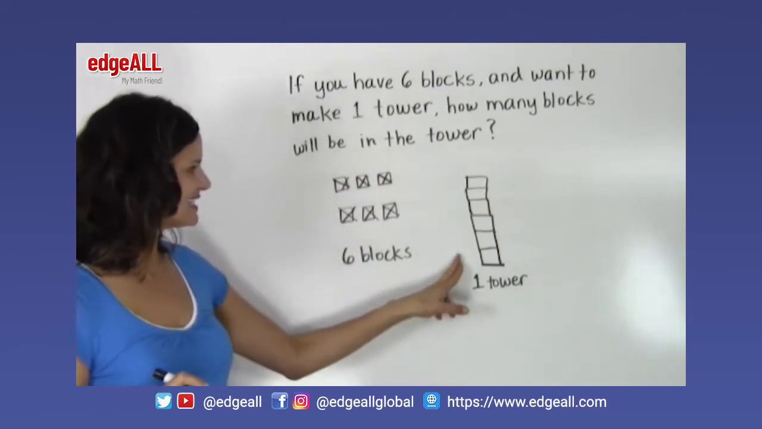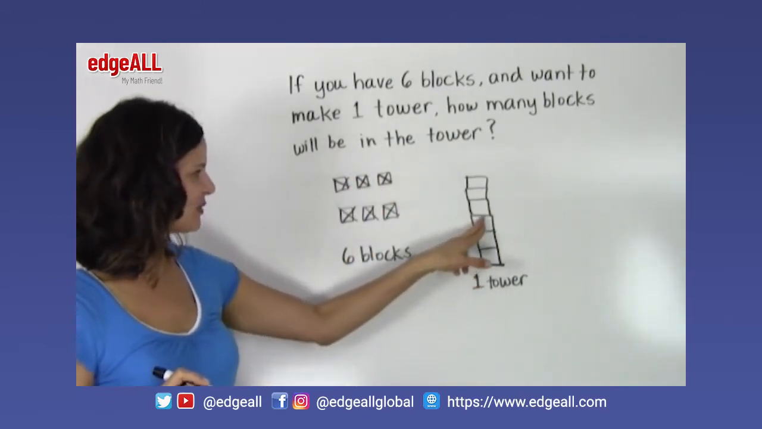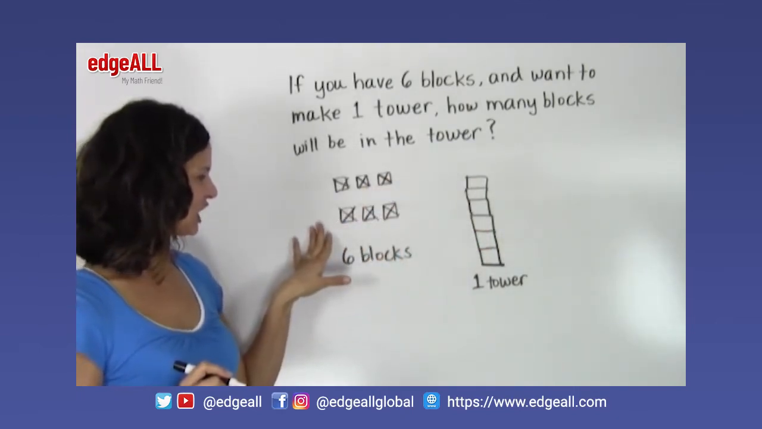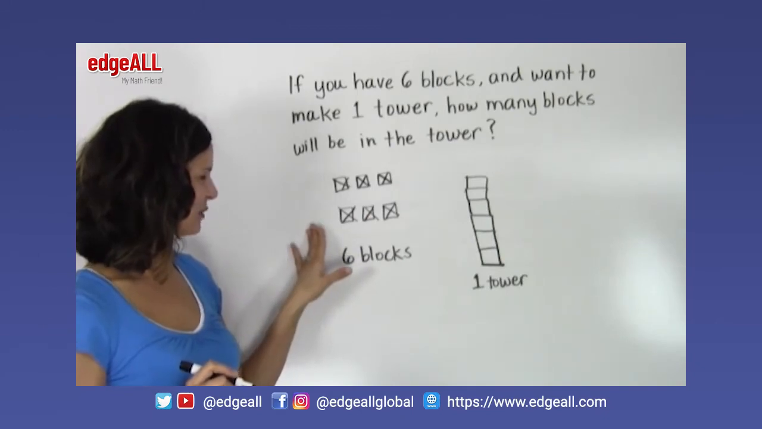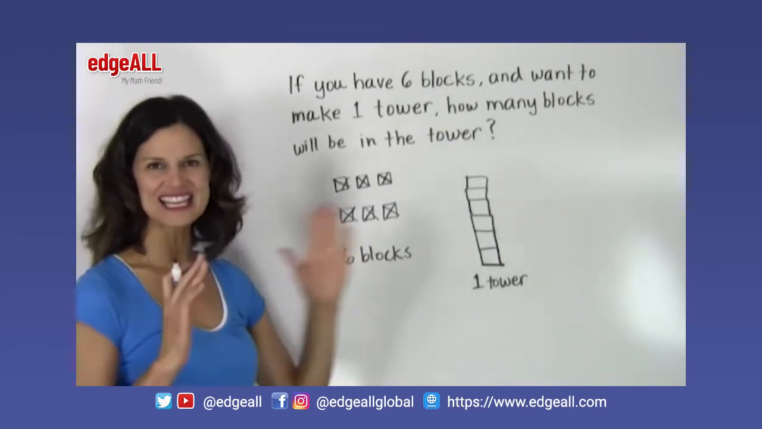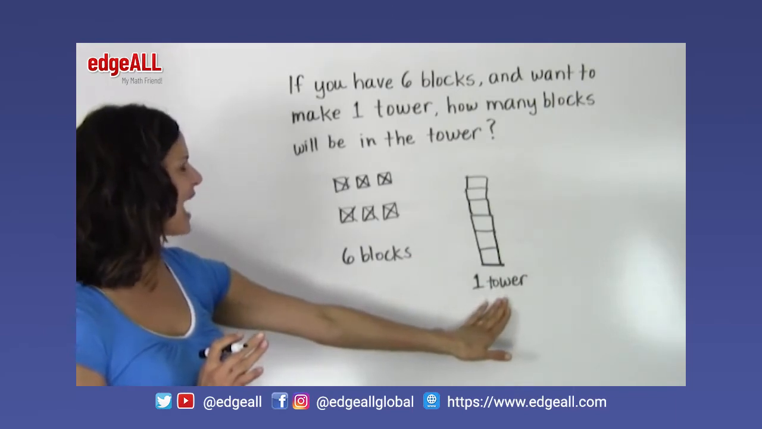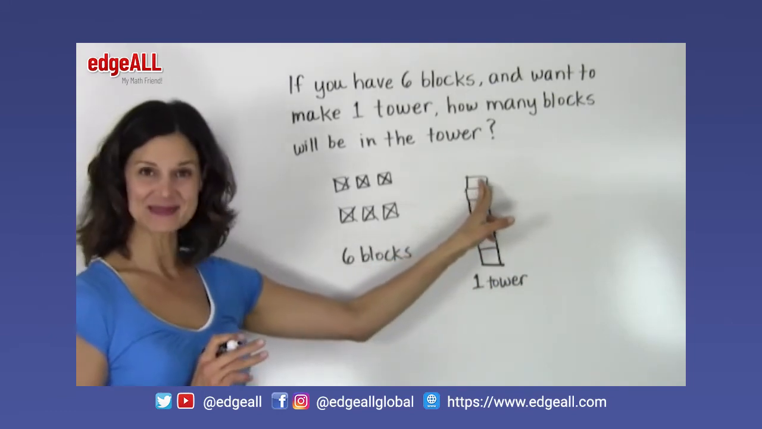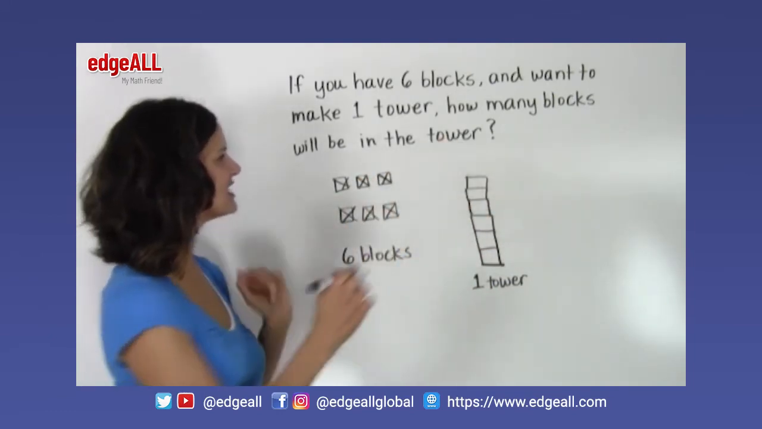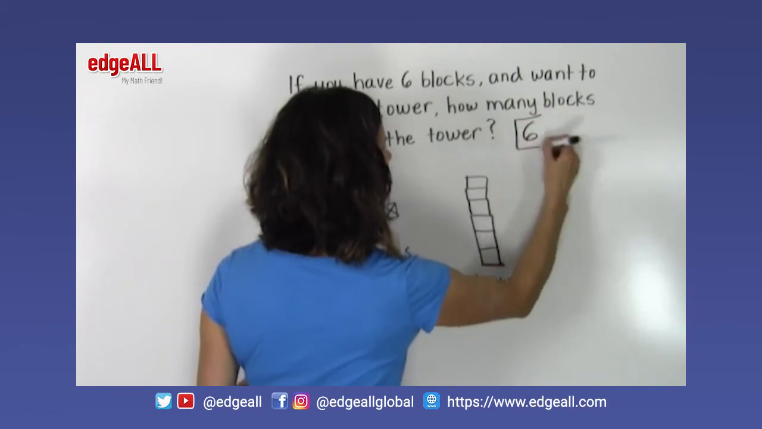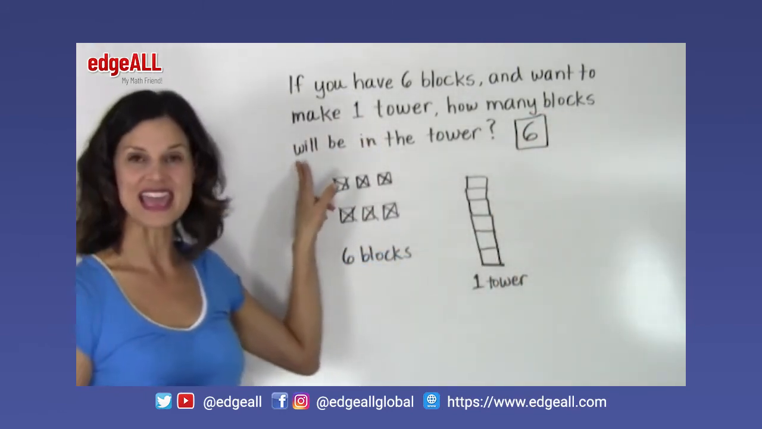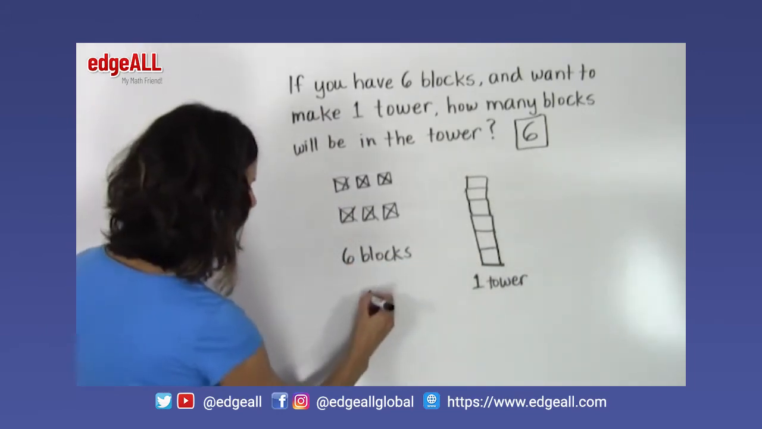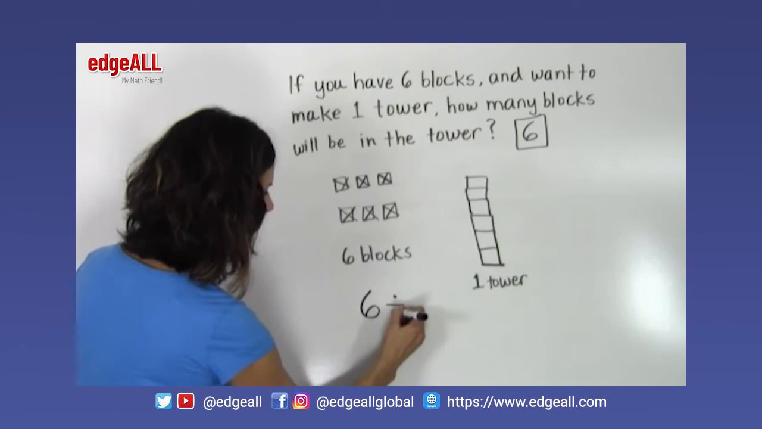So I've got my 6 blocks, 1, 2, 3, 4, 5, 6, all moved from where they're alone here in the 6 group and here to where they're all together in one tower. And so I can see that I have 1, 2, 3, 4, 5, 6 blocks in my tower, which is the answer to my question here of how many blocks will be in the tower. This is a visual representation of the problem 6 divided by 1.